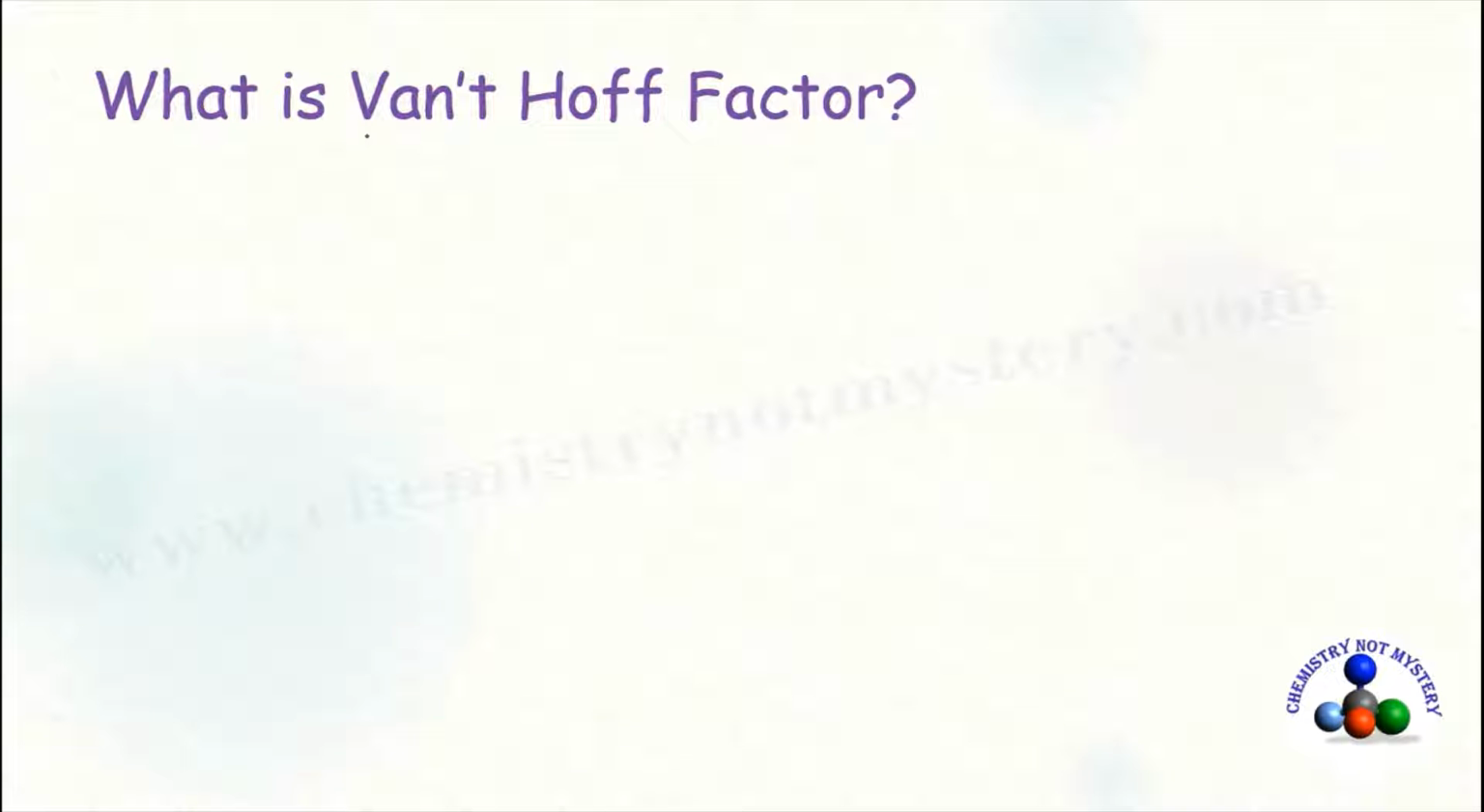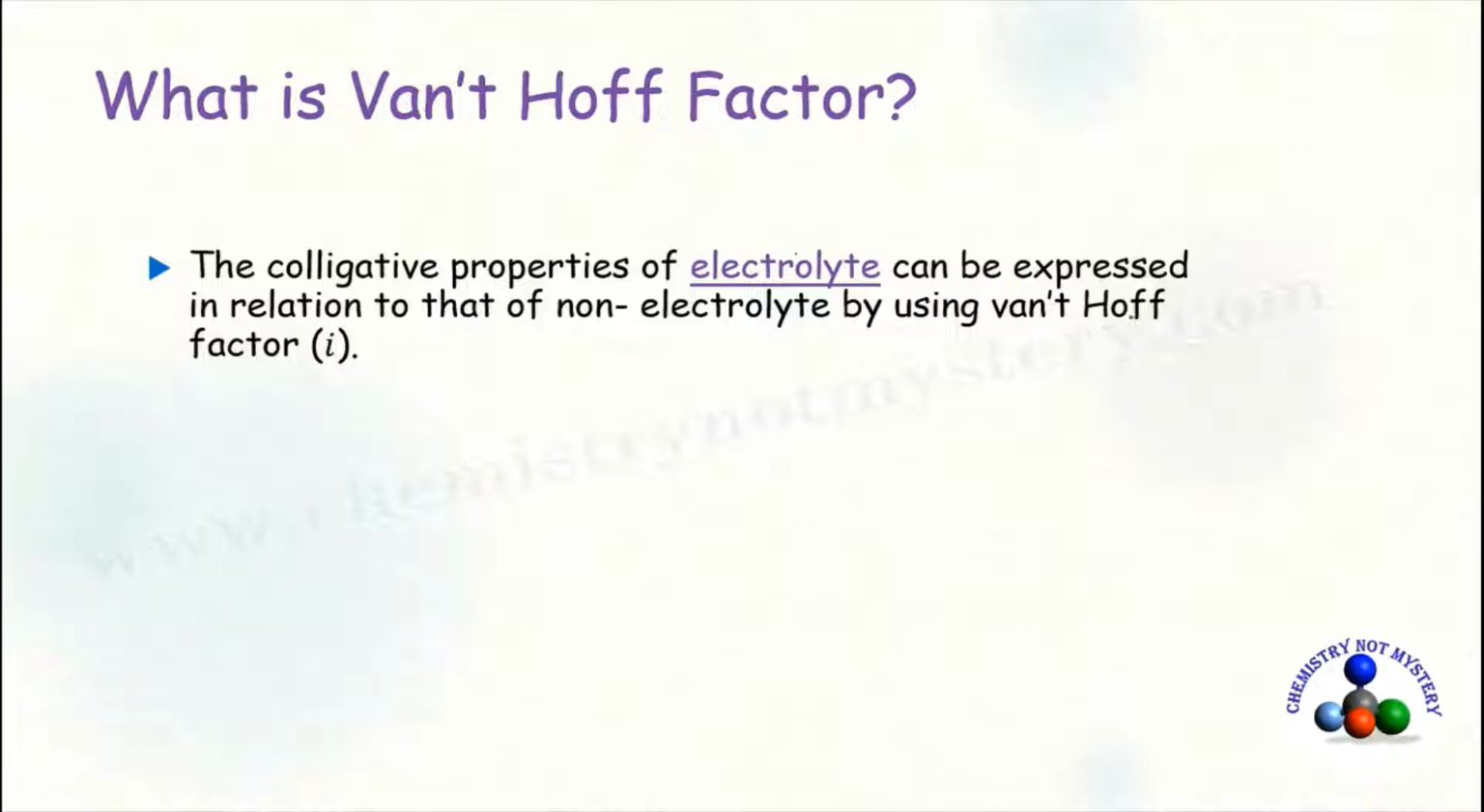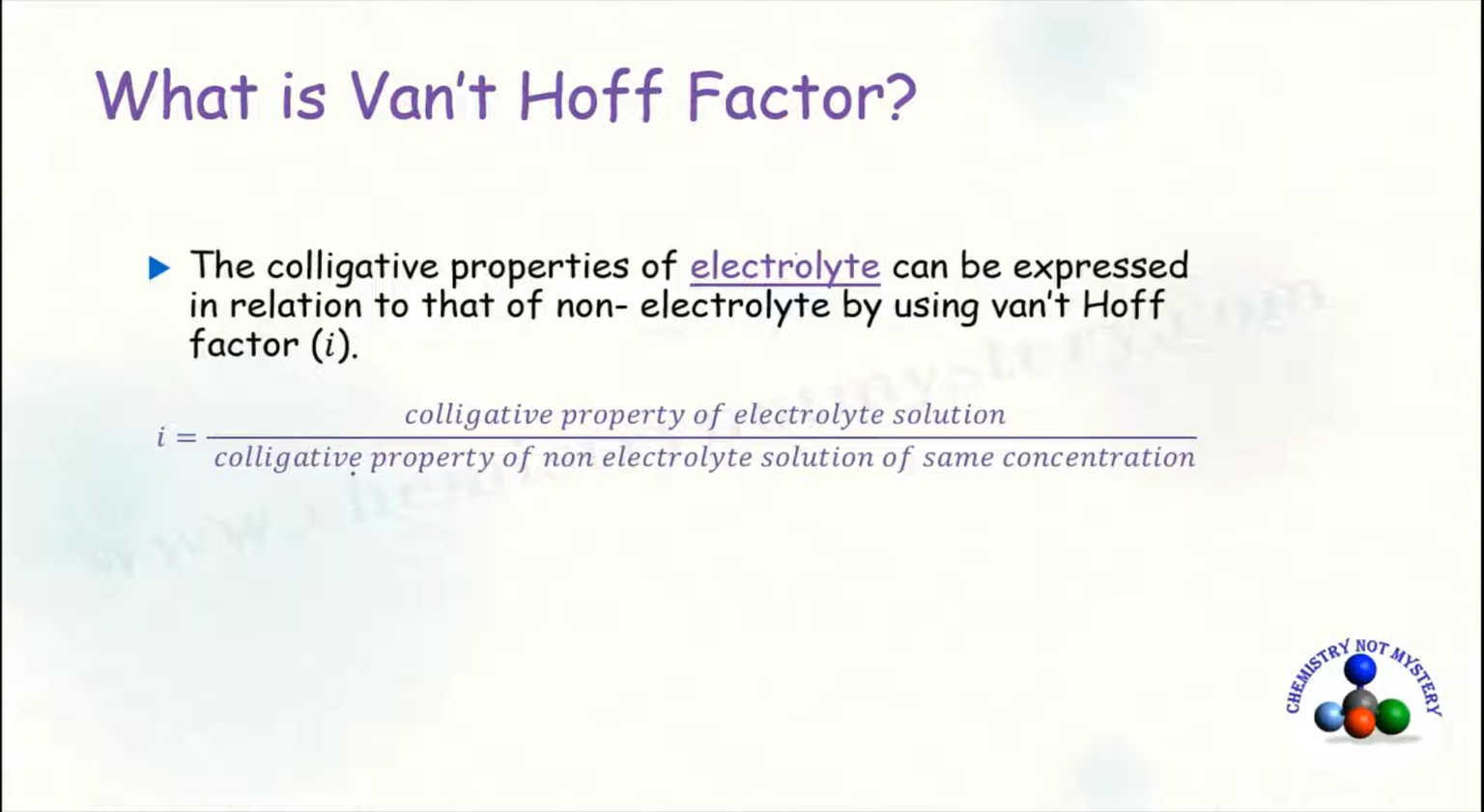First of all, try to understand what is Van't Hoff factor. By using Van't Hoff factor, colligative properties of an electrolyte can be expressed in relation to that of a non-electrolyte. Mathematically, you can say Van't Hoff factor is the ratio of the colligative property of an electrolytic solution to the colligative property of a non-electrolytic solution of the same concentration.